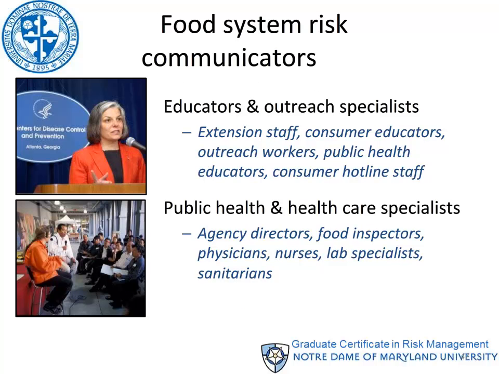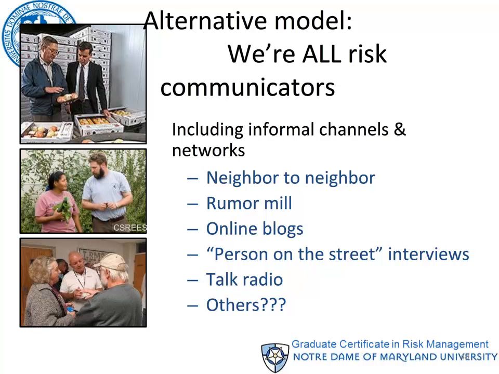This slide continues some food system risk communicators. An alternative to this traditional model is that we are all risk communicators. Risk communication occurs in many settings. It's important to recognize the importance of the many communicators within your organization. They can include informal channels and networks, such as neighbor-to-neighbor communication, the rumor mill, online blogs, person-on-the-street interviews, talk radio, and others. So think about, what are the formal communication channels used by your organization? And what are the informal information channels used in your organization?